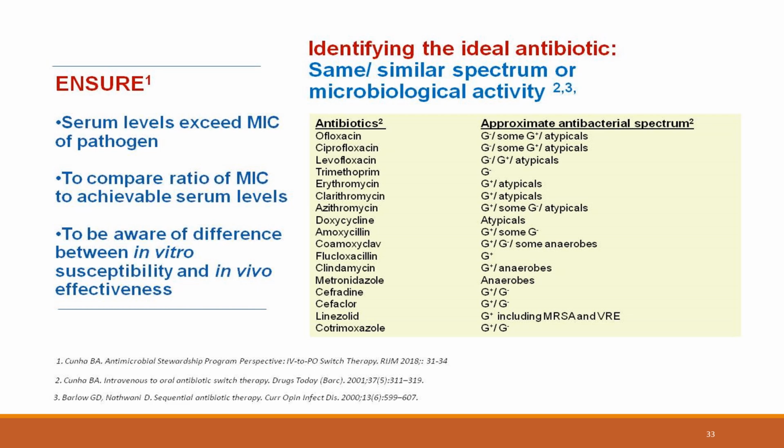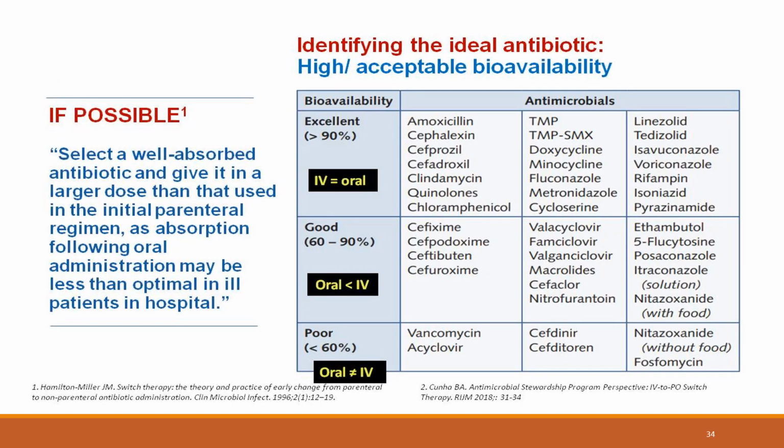Ensure serum levels exceed the MIC of the pathogens. Compare the ratio of MIC to achievable serum levels, and be aware of the difference between in vitro susceptibility and in vivo effectiveness. Identify the ideal antibiotic with the same or similar spectrum of microbial activity. Avoid duplication of therapy. If possible, select a well-absorbed antibiotic and give it in a larger dose than that used in the initial parenteral regimen, as absorption of oral administration may be less than optimal in ill patients in hospitals.